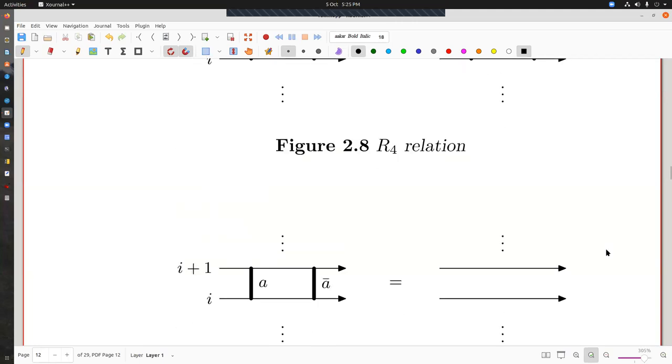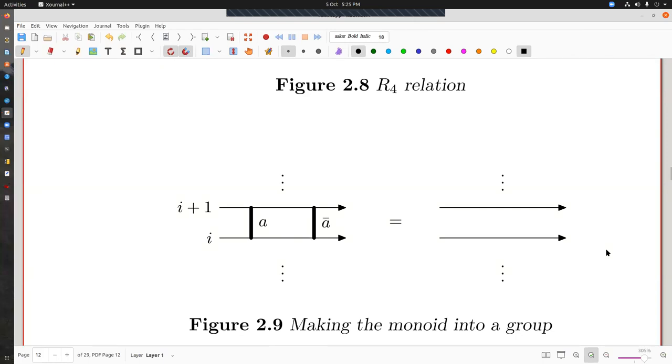That's the same. And now, right, well, so far we've got a monoid, because we can compose things. We haven't talked about inverses, but there is an inverse given by this picture here, the obvious picture, A and A bar. And that makes the monoid into a group.